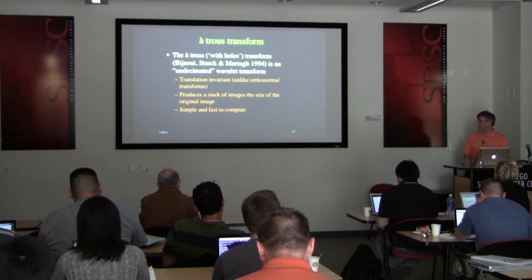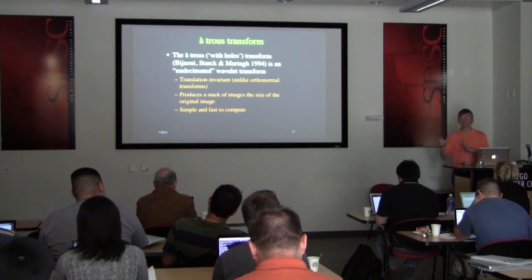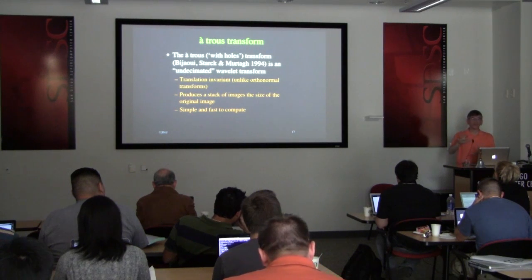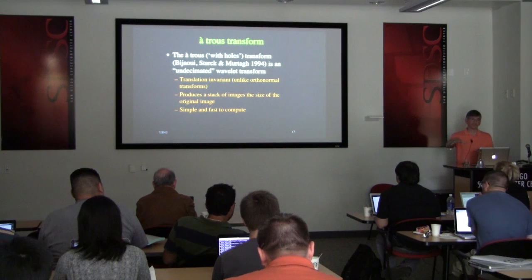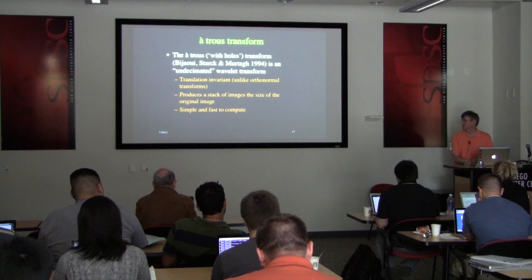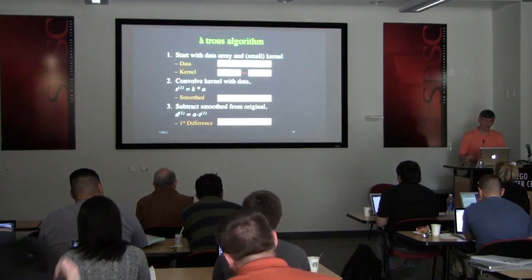So it expands the amount of data that it takes to store the data. But it has the big advantage that it is translation invariant. So if you do processing using the à trous transform and you shift the image around and do that processing, you'll get a shifted version of the result. So it's very helpful and more robust for a lot of image processing. It's very simple and fast to compute.